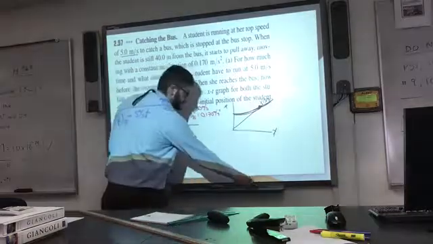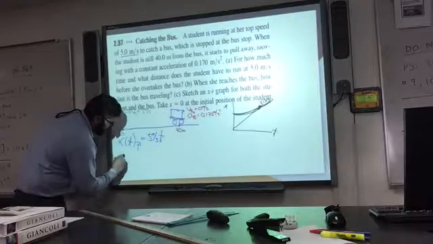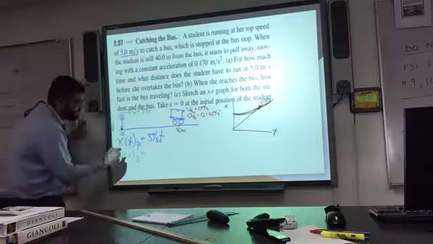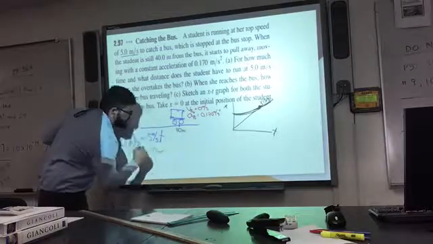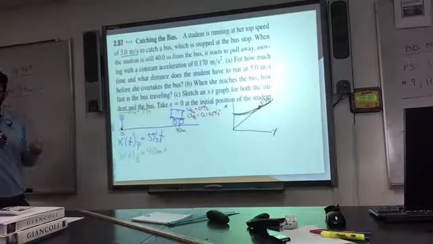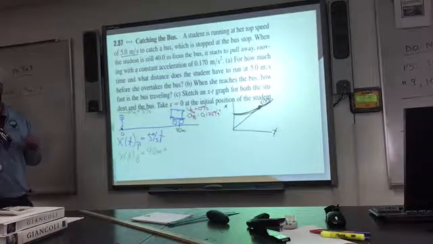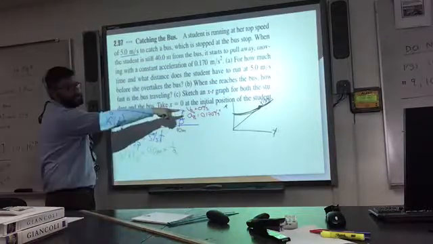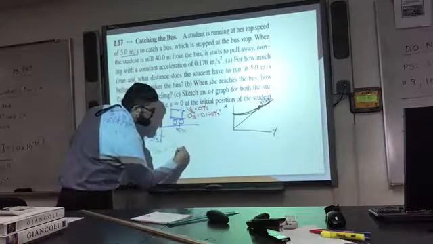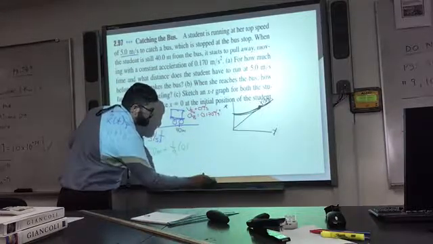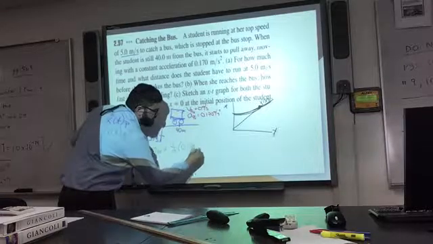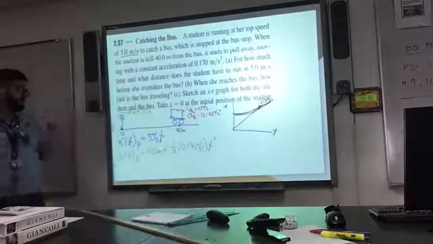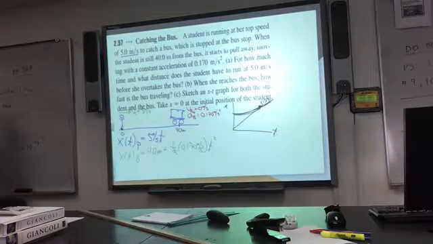Next is the bus. Okay, the bus, so x of t of the bus, their initial position, x naught, is 40, plus v naught t, but their initial velocity is 0, so that goes away, plus 1/2 a, their acceleration, which is 0.170 meters per second squared, t squared. Okay, so I've got these two equations of motion.